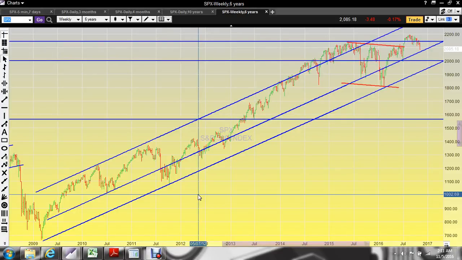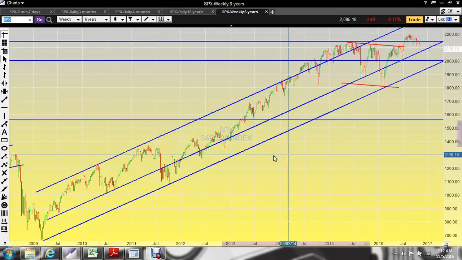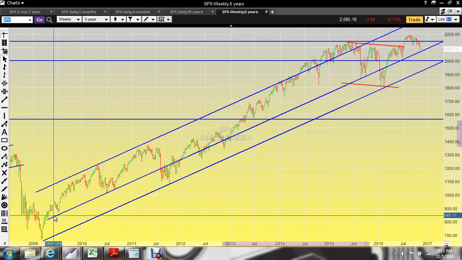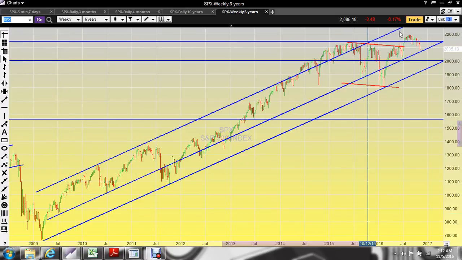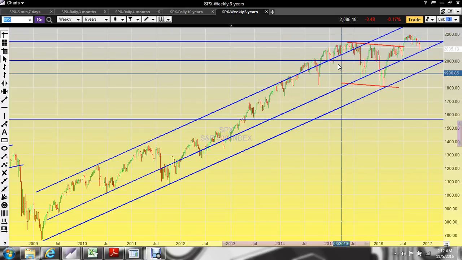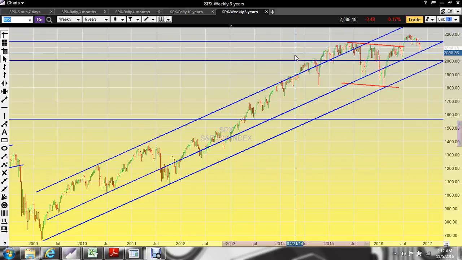Let's look at some charts. Today we're looking at the S&P 500 weekly chart. It's about an 8-year period. It starts at the crash lows in 2009 up until the present time. Now we've looked at this chart before in a couple videos about 2 years ago.